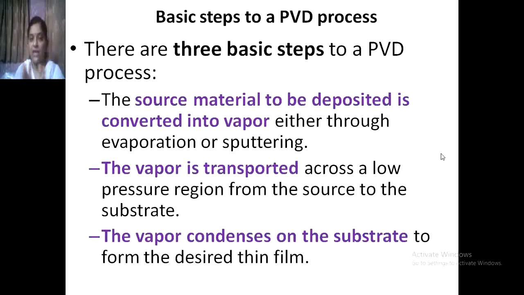So there are three basic steps to a PVD process. The source material to be deposited is converted into vapor either through evaporation or sputtering. The vapor is transported across a low pressure region from the source to the substrate, and then the vapor condenses on the substrate to form the desired thin film.